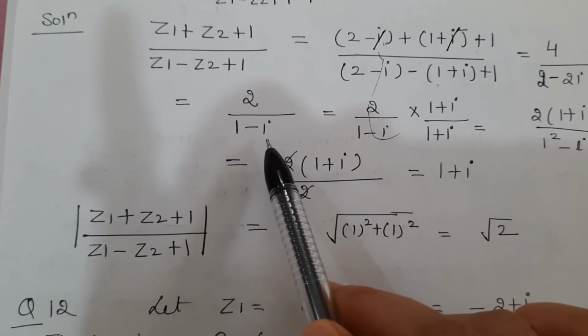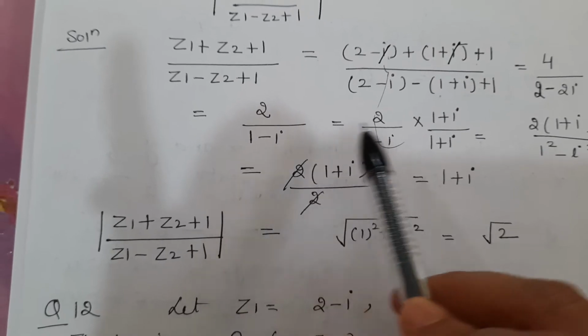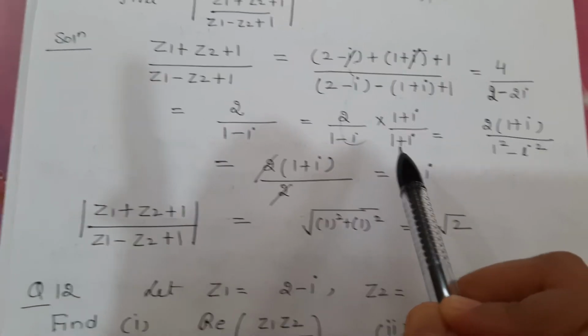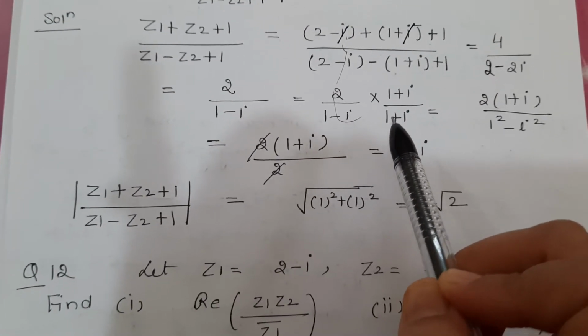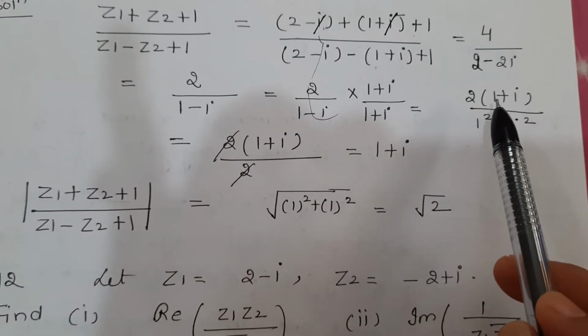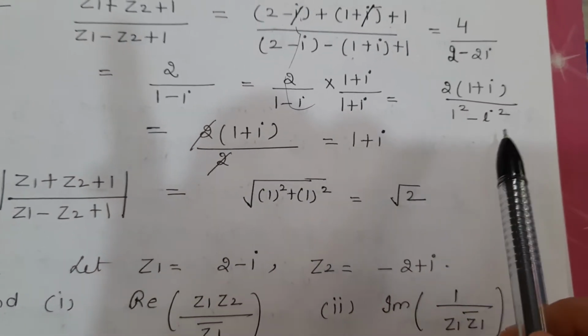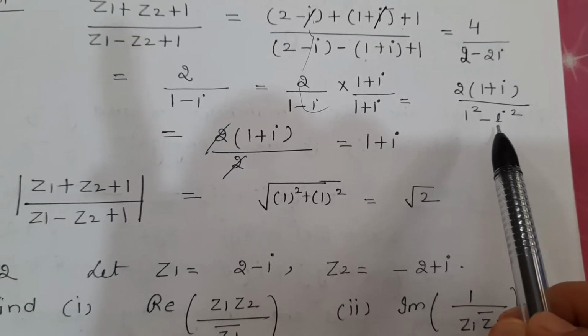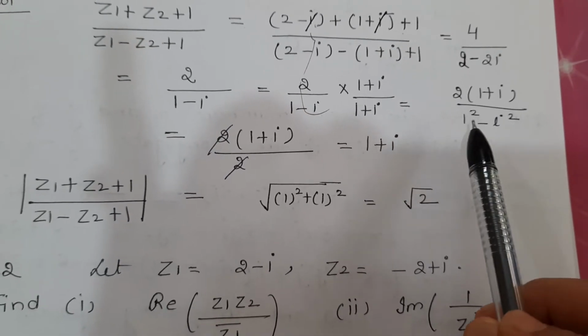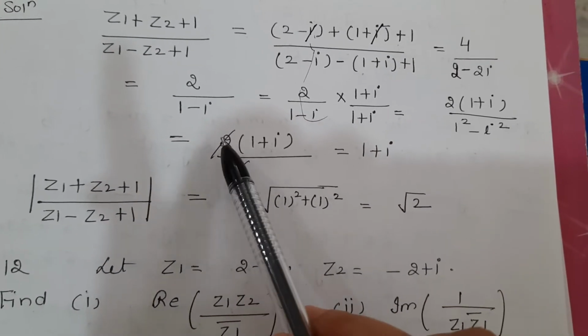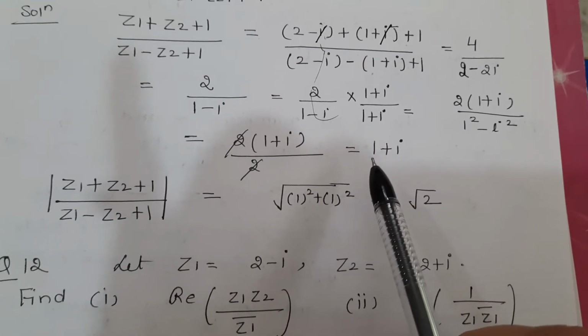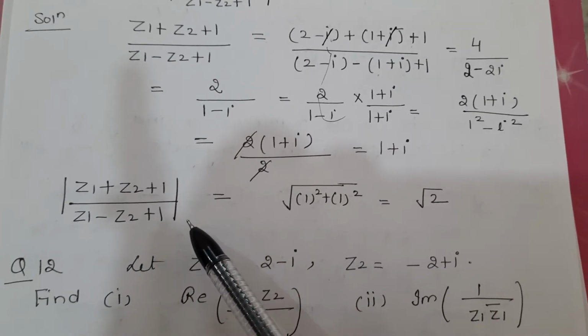Now you have an iota in the denominator. So multiply and divide by its conjugate. So you will have 2 times 1 plus iota. Here you have 1 square minus iota square. Iota square is minus 1. So 1 plus 1 is 2. Again this 2 is cancelled. So your standard form is 1 plus iota. We have to find its modulus.